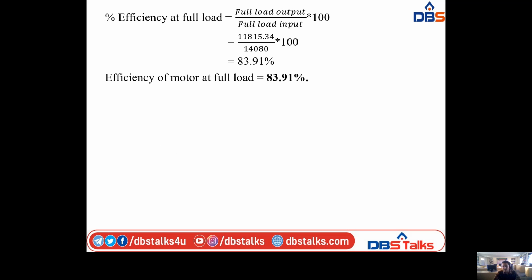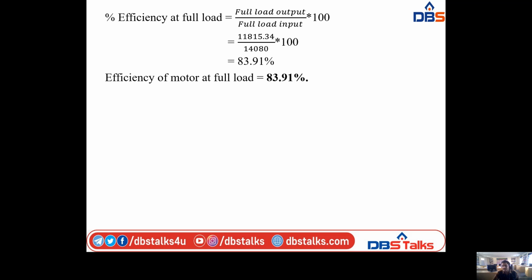Next, finally we have to calculate the efficiency of the motor at full load. That's why we calculated the full load armature copper loss, full load input power and full load output power. And now we take the efficiency formula, that is the percentage of efficiency at full load of the motor is equal to full load output by full load input into 100.